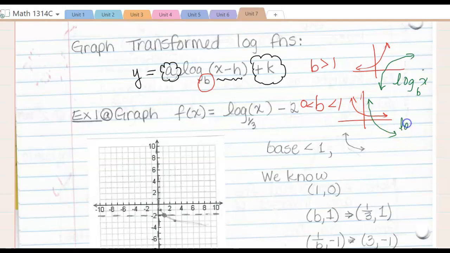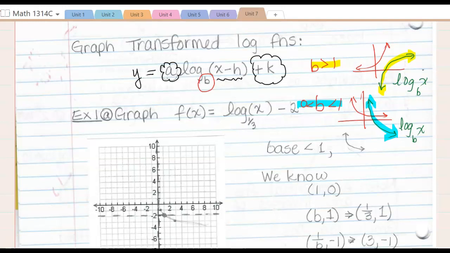This one would be a log of base b of x. So the big thing that I really want you to notice is that if you have a base greater than 1, then your graph looks like this in terms of log. If your base is less than 1, then your log graph looks like this. So that will help us when we're trying to figure out the transformed log function.